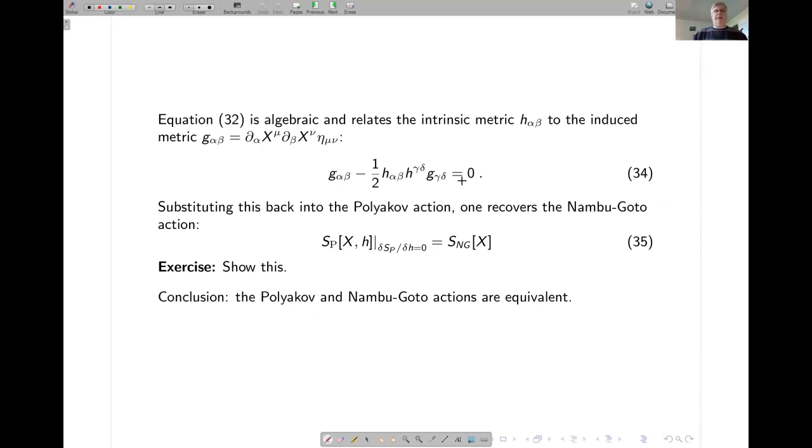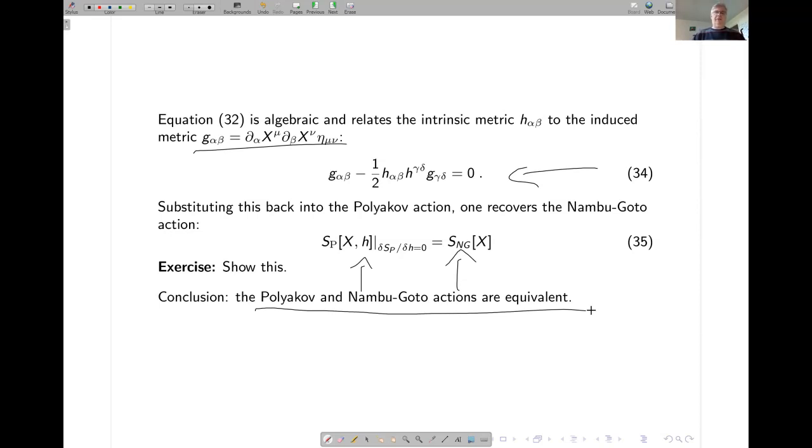Well, we cannot completely solve for it, but we can derive the relation 34 between the intrinsic metric and the induced metric. And this equation is good enough to eliminate h from the Polyakov action, and I claim the result that you then get is the Nambu-Goto action. And this tells us that the two actions are equivalent.